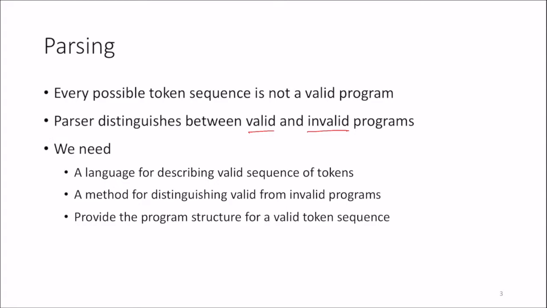So what do we need in order to accomplish this goal? We need a language for describing a valid sequence of tokens. And we also need a method for distinguishing valid from invalid programs. We need some kind of algorithm. And in the end, we need some kind of data structure that will provide the structure of the program if it's a valid token sequence, that we can then pass to the subsequent phases of code generation, semantic analysis, etc. So we need to do these steps in order to begin to write a parser for a programming language.